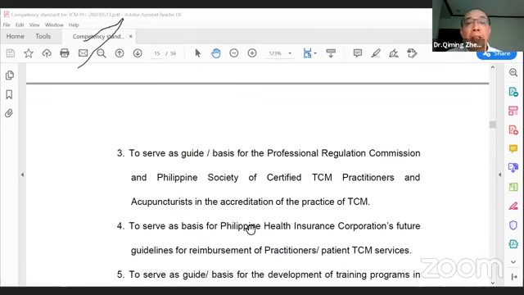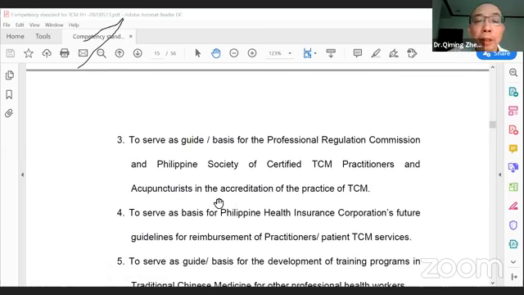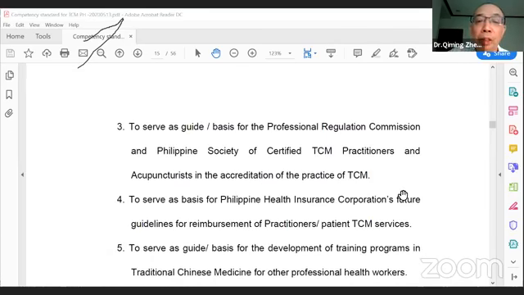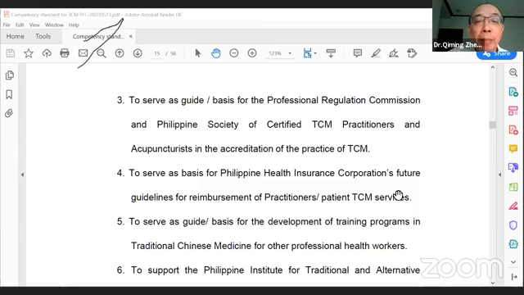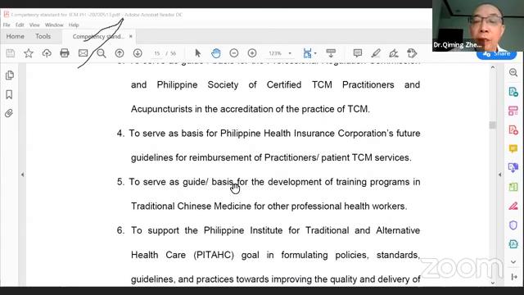To serve as guide and basis for the Professional Regulation Commission and the Philippine Society of Certified TCM Practitioners and Acupuncturists in the accreditation of the practice of TCM. To serve as the basis for the Philippine Health Insurance Corporation's future guidelines for reimbursement of practitioners and patients' TCM services. To serve as guide and basis for the development of training programs in traditional Chinese medicine for other professional health workers.